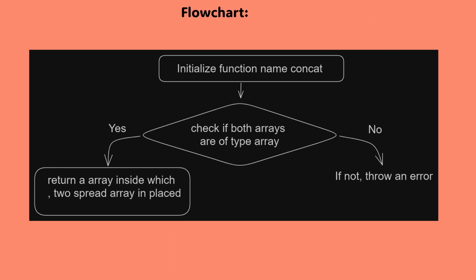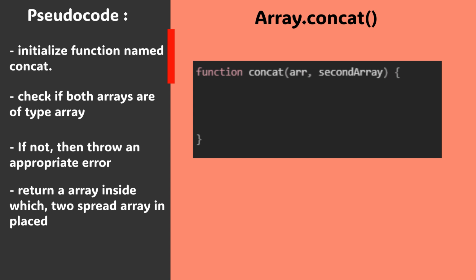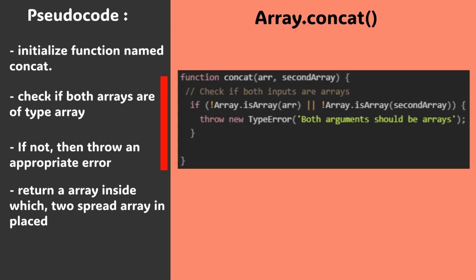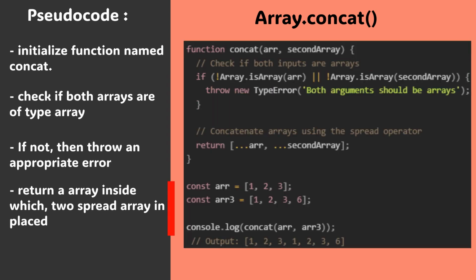Now let's code it up with JavaScript. Initialize a function named concat. Check if both arguments are of type array. If not, then throw an appropriate error. Return an array inside which two spread arrays are placed.